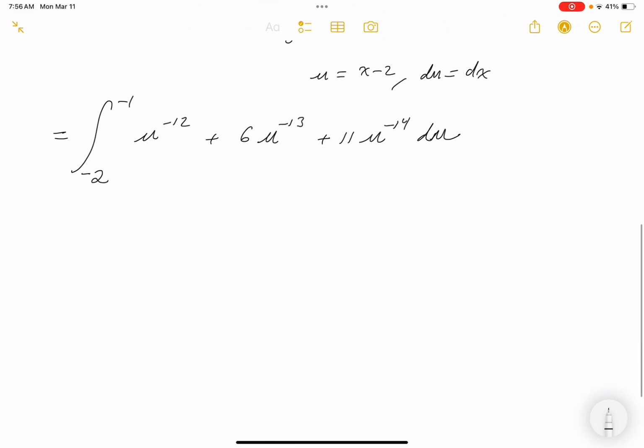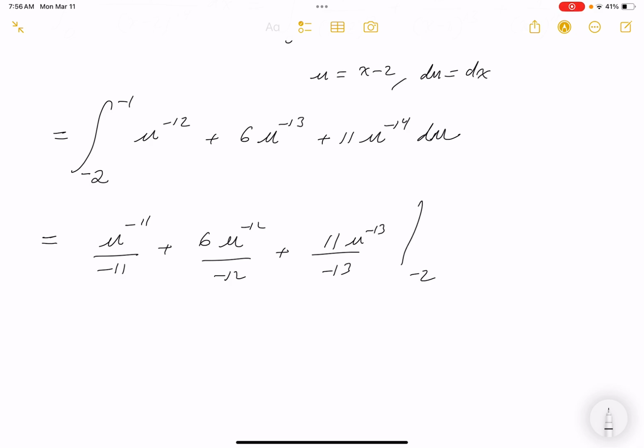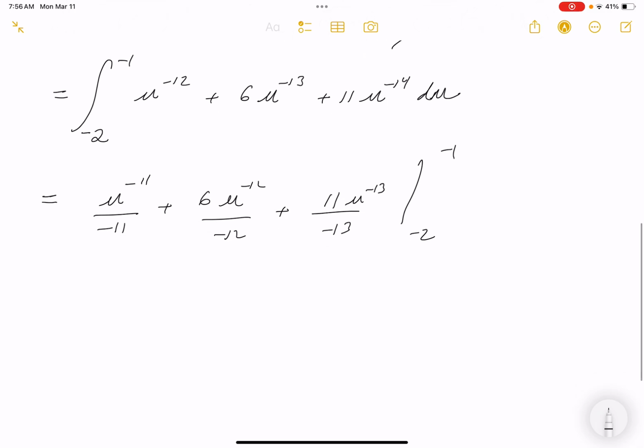Can I integrate that? I can. And what do you get over here? You would get u, I add 1, that's minus 11 over minus 11, plus 6, u, add 1, minus 12 over minus 12, plus 11, and that's going to be u, I'm adding 1 to that, so u to the minus 13. So u to the minus 13. And what goes down here? Minus 13. Limits of integration go from minus 2 to minus 1.